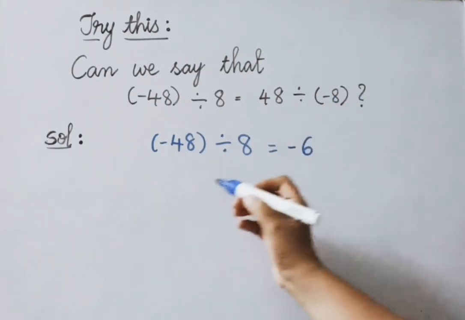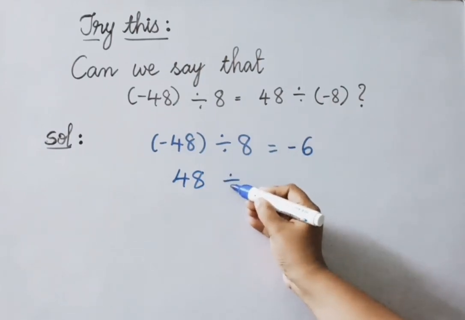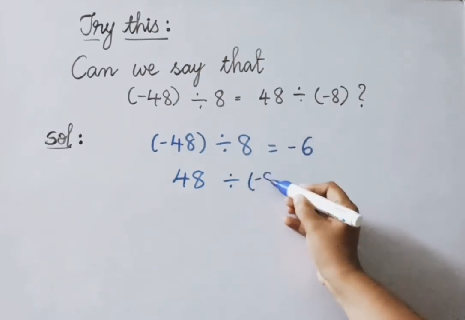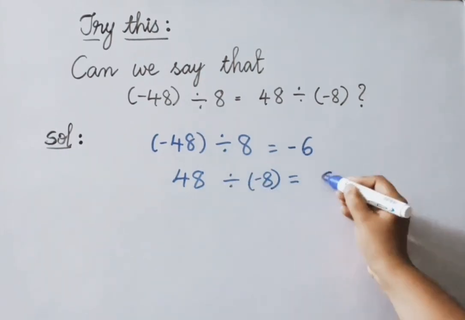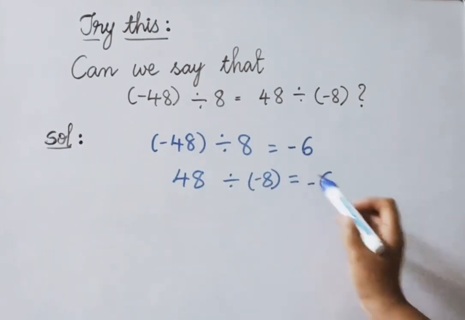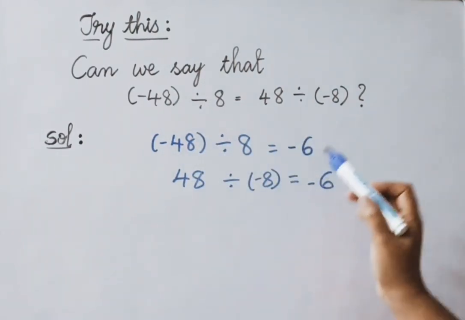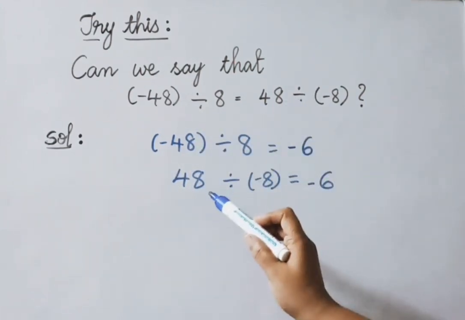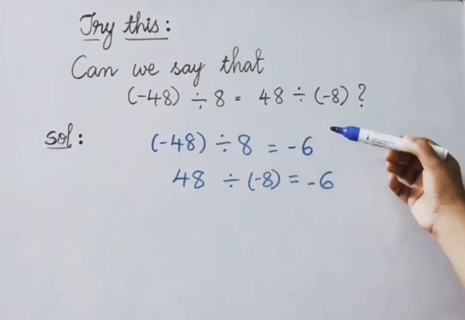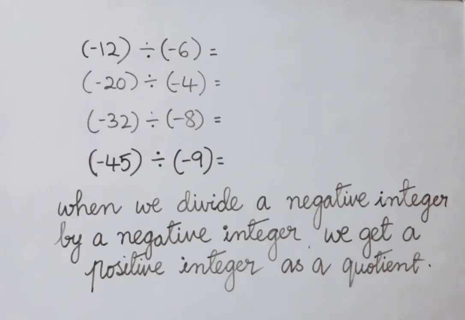Now let us check this. 48 divided by minus 8. So 8 table 48, 6 times, and keep this minus sign. Minus 48 divided by 8 or 48 divided by minus 8. That means a negative number divided by a positive number, or a positive number divided by a negative number, we will get the same answer. Now let us see few examples.